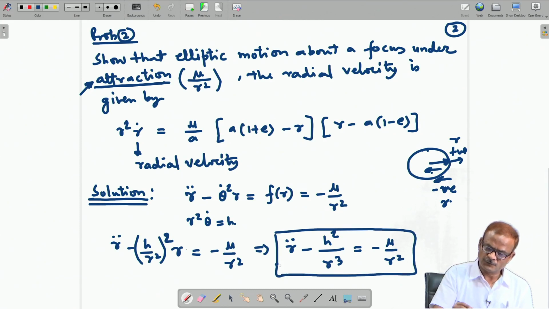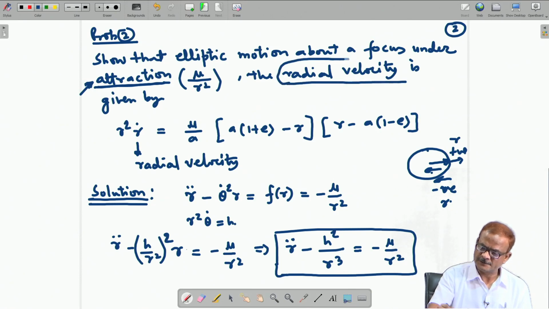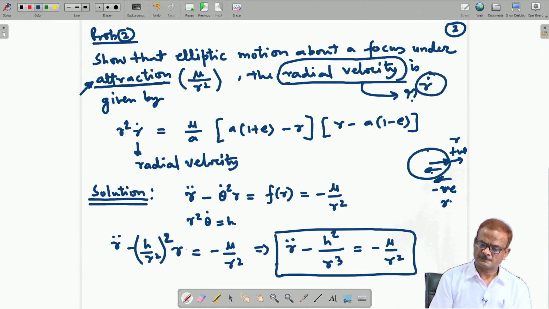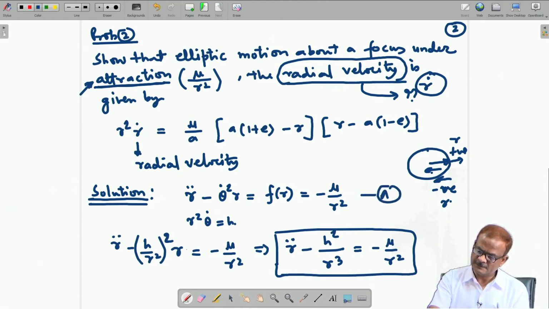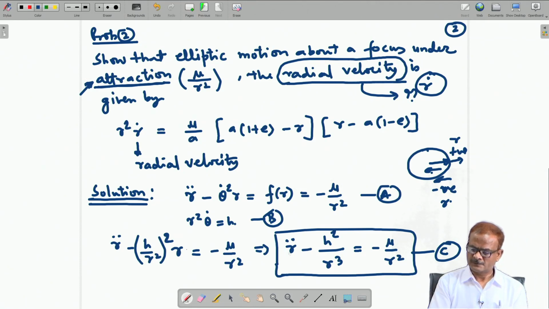So, in the question it is asking for computing the radial velocity, meaning it is asking what is r dot. So, we have to work out r dot, but the expression we are getting after combining a and b, this expression c, has nowhere r dot; r double dot is present.